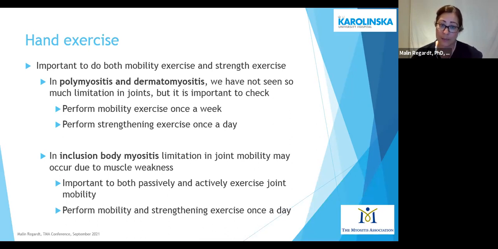For inclusion body myositis, limitation in joint mobility may occur due to the muscle weakness. And in inclusion body myositis, I think it's important to do both, to do the mobility, both actively with the strength of your muscles, but also if you cannot, it's important to help with the other hand to passively do the mobility exercise. And I would suggest that you do the mobility and strengthening exercise once a day.